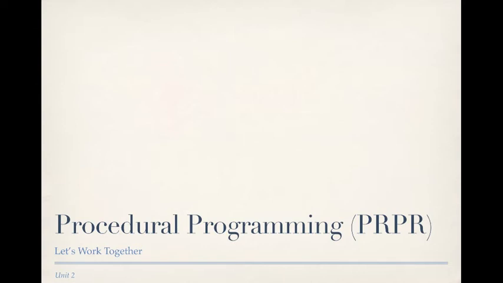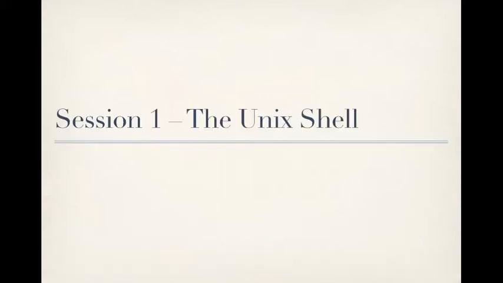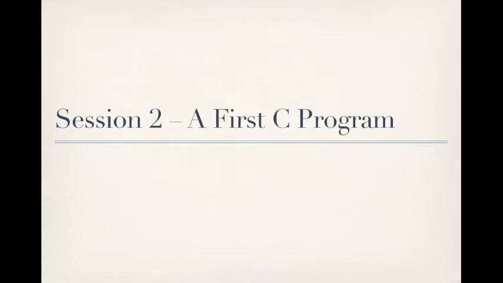Welcome back to our course on procedural programming. As you see, we're back in the middle of Unit 2. As you have already seen, there are two different sessions in Unit 2. The first session, which is already covered in another video, shows the basic work with the UNIX shell. And now the second session, which we're dealing with in this video, is about writing your first C program.